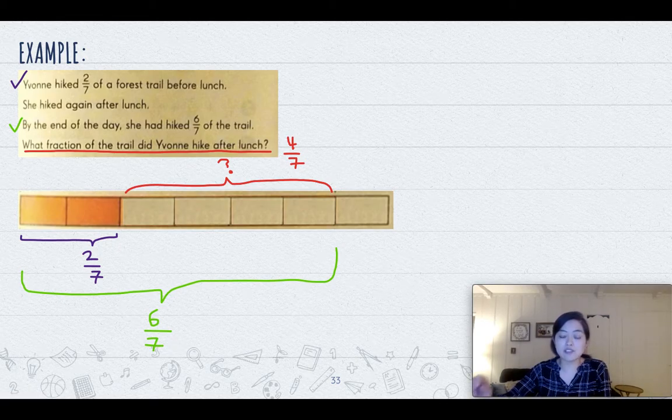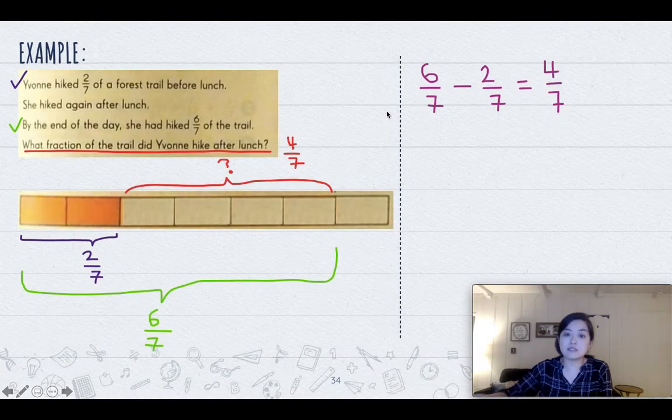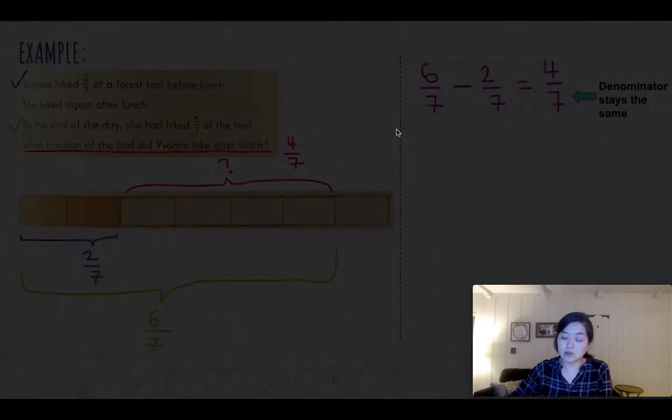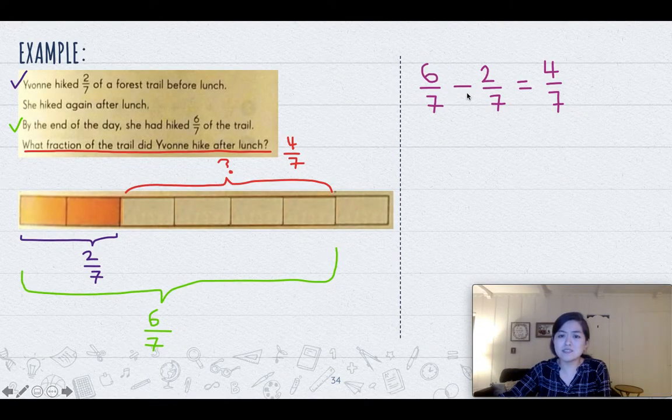Now this actually is a subtraction sentence. Do you see that? Because we have a whole here and then a part here. So a whole minus a part is equal to another part here. So let's take a look, okay? So 6/7 minus 2/7 is equal to 4/7. That's what we got from the bar model.